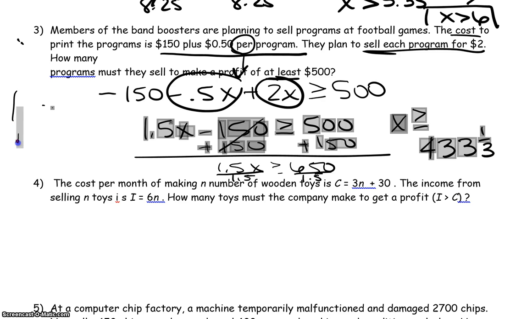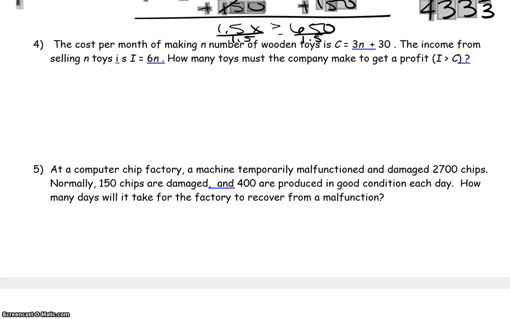All right. So let's continue to number 4. Maybe my pen will keep working. The cost per month of making n number of wooden toys is C equals 3n plus 30. The income from selling n toys is I equals CN. How many toys must the company make to get a profit? And it tells you what order to put it in.